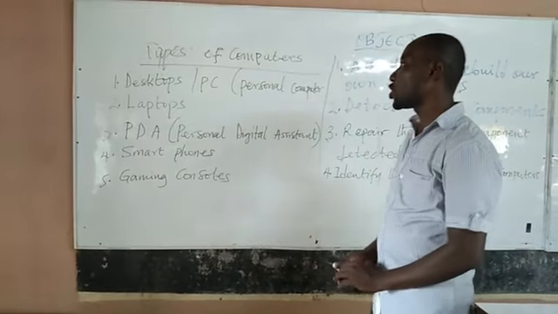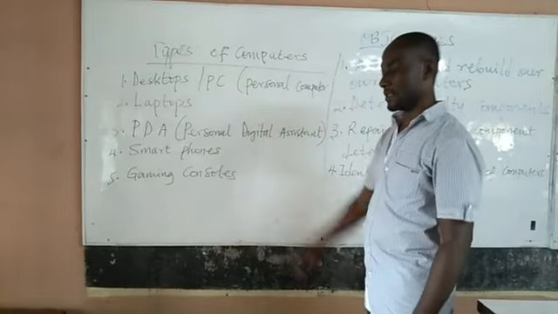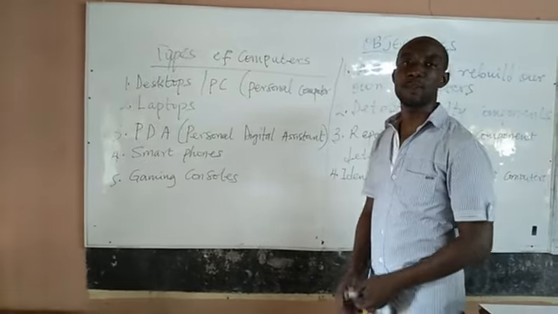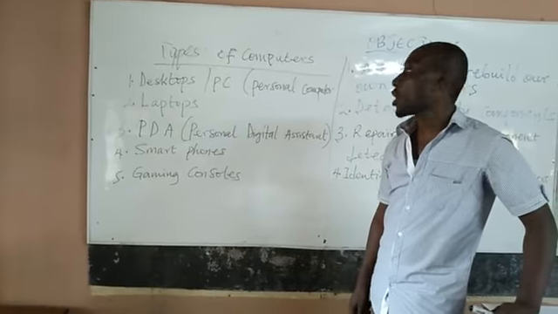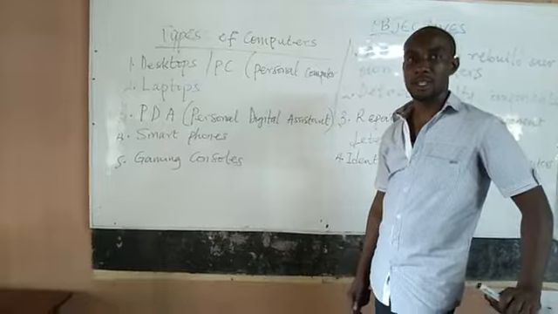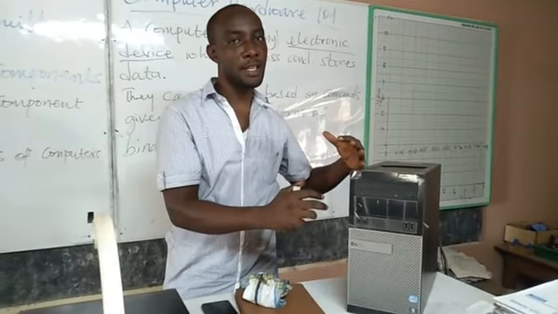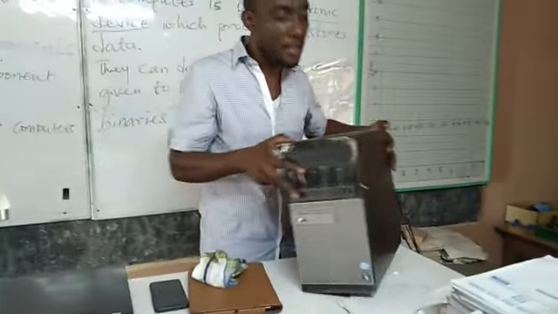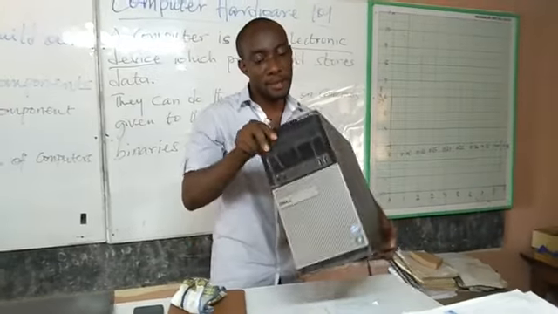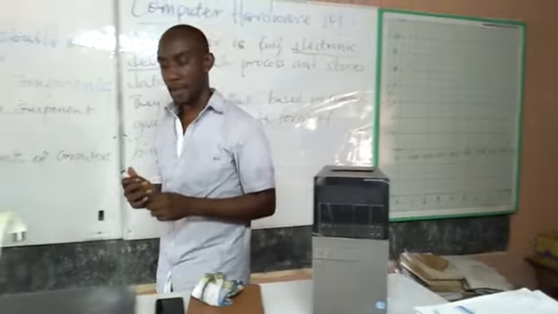Once we know our definition, let's move on to types. There are different types of computers. The first type is the desktops. I'll show them to you. This is a tower machine. Desktops come in two types: the one that lies flat on the table, and the one that stands upright, which is the tower.